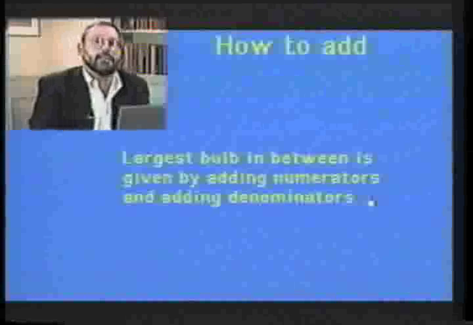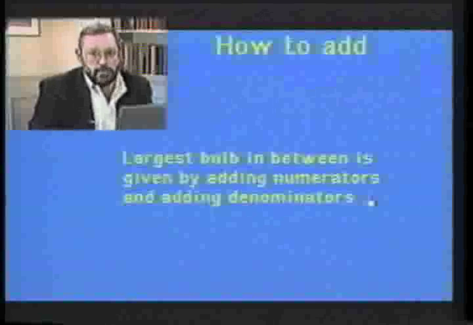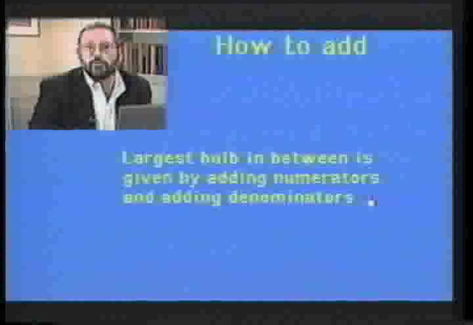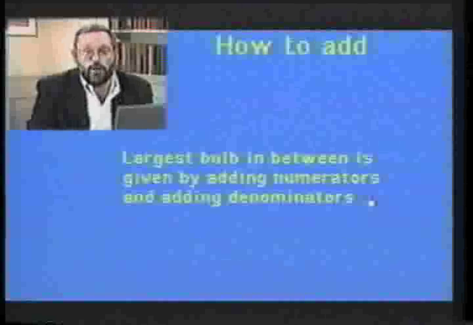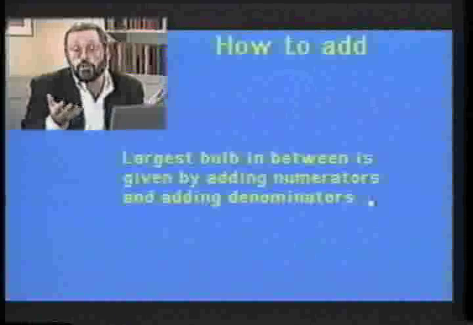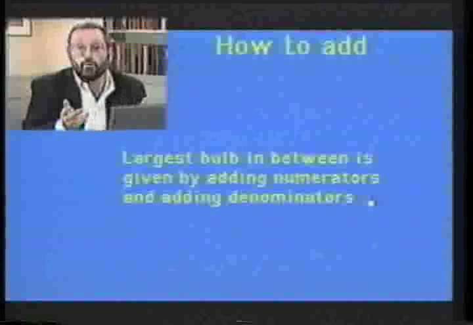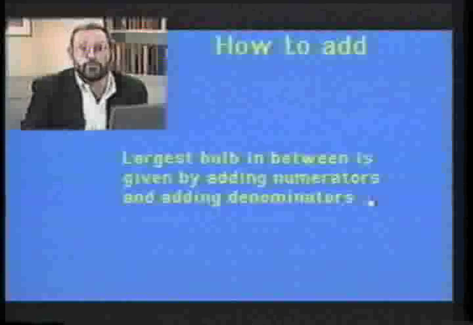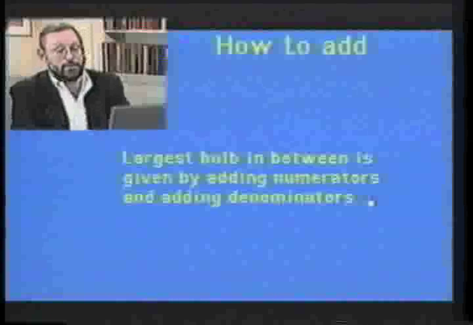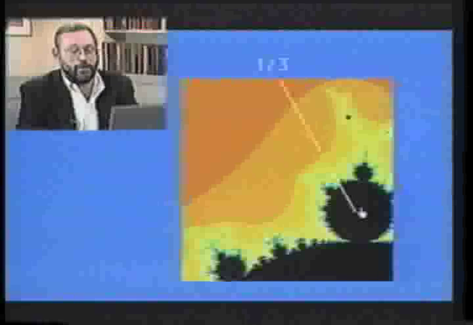In fact, this kind of addition is a very famous type of operation in mathematics called Farey addition. In higher mathematics, you often encounter this in what's known as number theory, when, roughly speaking, you'd like to obtain the fraction between two given fractions whose denominator is the smallest. You do what we just did. You add the fractions by adding the numerators and adding the denominators. Let's do one last example. Here is the 1/3 bulb.